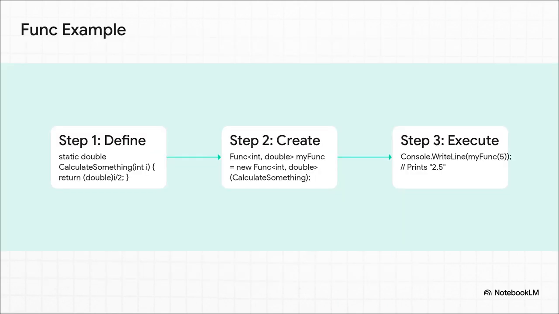You see the pattern, right? It's almost the same as the Action we just saw, but with that one massive difference. In step 3, we're not just running the delegate, we're running it and immediately using the value it gives us. We're asking it a question. Hey, what's 5 divided by 2? And our Func gives us back the answer.